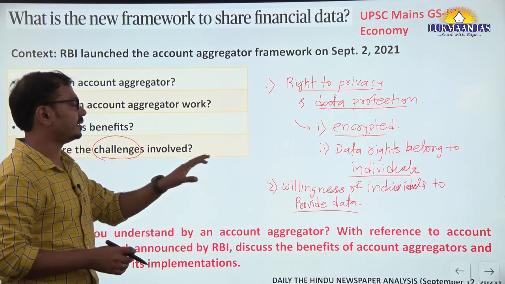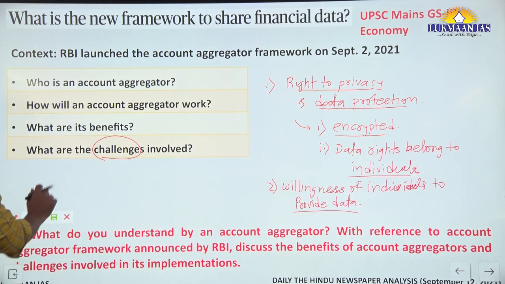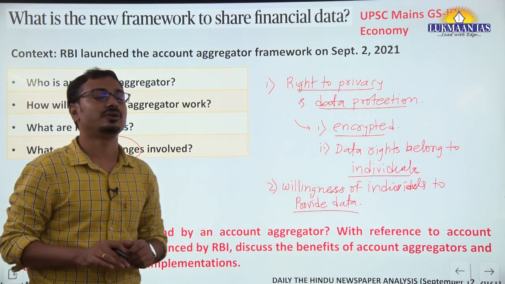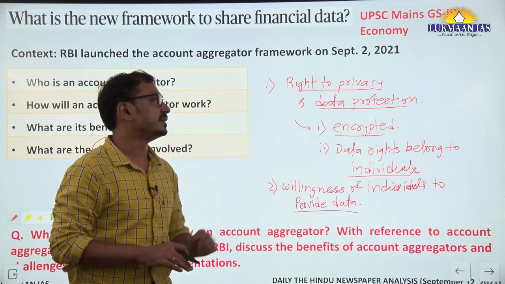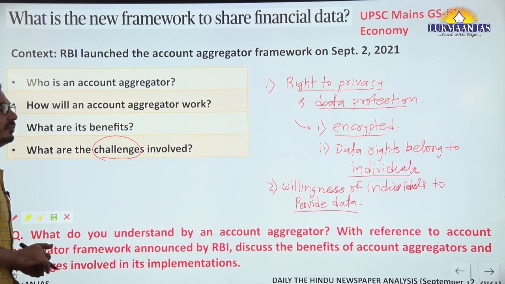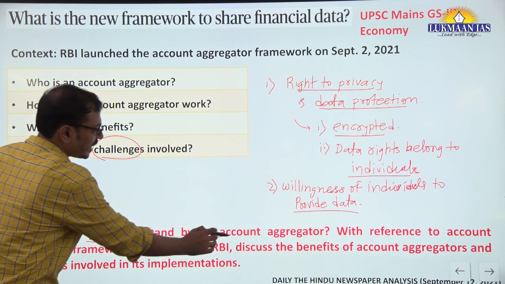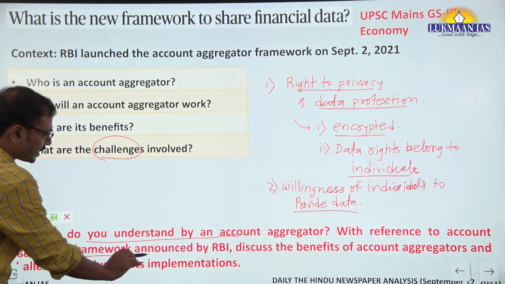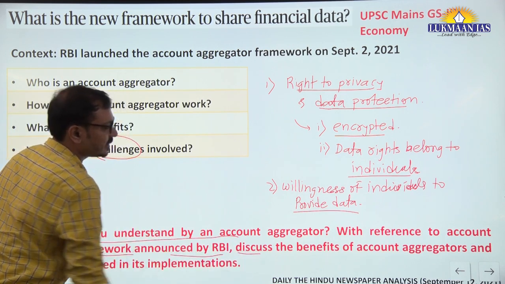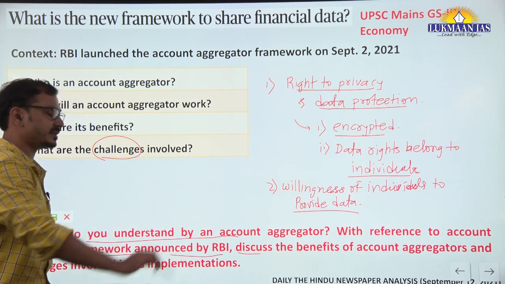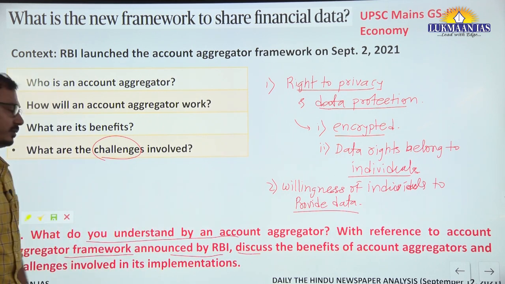Okay, so in this manner we should understand this aspect: what is an account aggregator, what is the framework, what are the measures especially related to the challenges of data protection and right to privacy, and how it is going to benefit different stakeholders. So a straightforward question: what do you understand by account aggregator? With reference to the account aggregator framework announced by RBI, discuss the benefits of account aggregators and challenges involved in its implementation. Right?